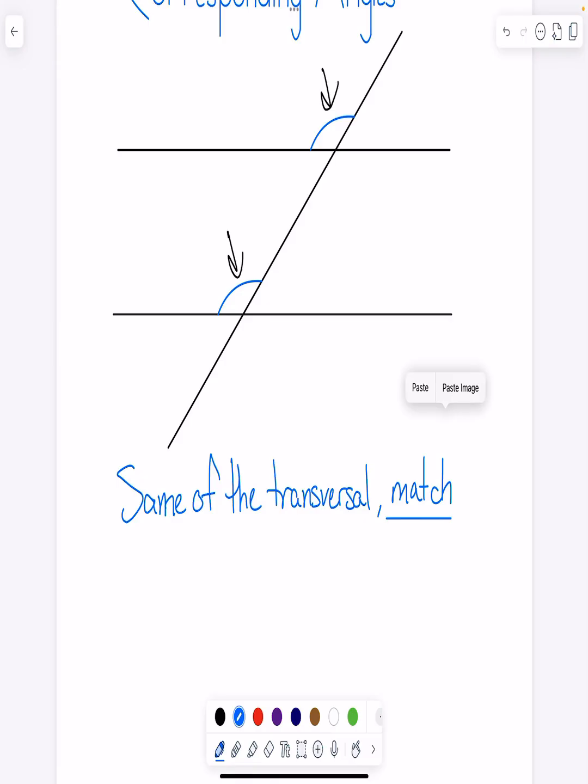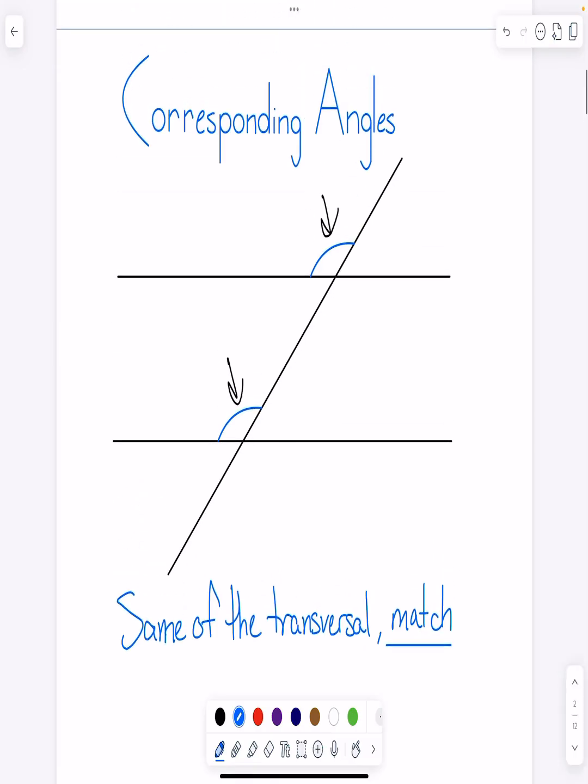These two angles are denoted by the black arrow, but these are also corresponding angles. If they also were these two, those would be corresponding. There are multiple corresponding angles. These two would be corresponding. They just have to match, with the parallel lines on the transversal.